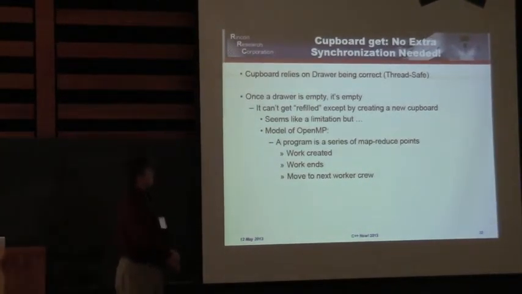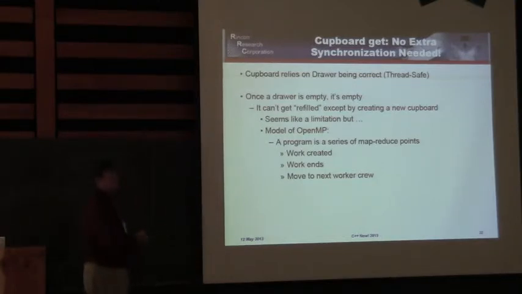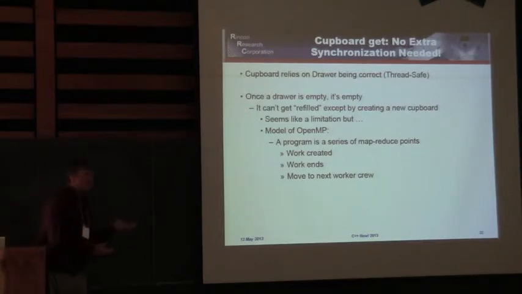The cupboard relies on the drawer being correct. It basically leverages the thread safety of the drawer. Once the drawer is empty, it's empty. It can't be refilled except by creating a new cupboard. And that seems like a limitation, but this is basically the model of OpenMP. OpenMP programs are a series of map reduce points. You start off in your main thread, you map out, do a bunch of work, come back together, then you do another map. This is sort of the basic model of OpenMP. So this is a very valid model, and a lot of people use it. So even though the Git is very simple and you can't put stuff back into the drawer, it's okay because OpenMP does this too.